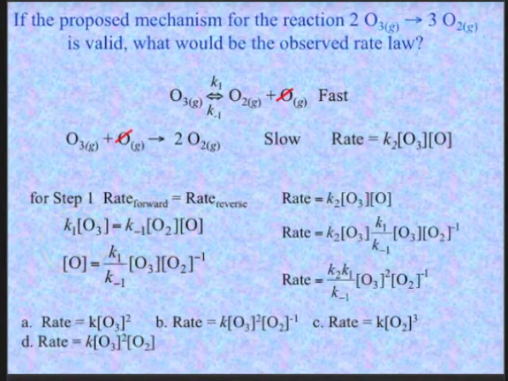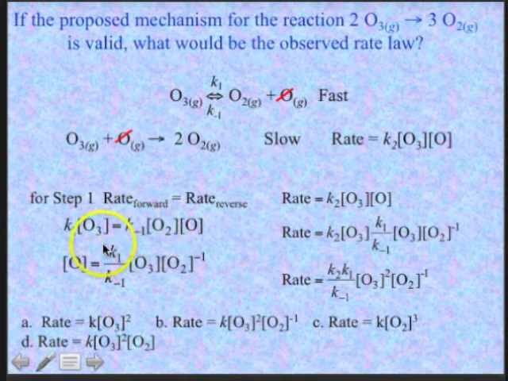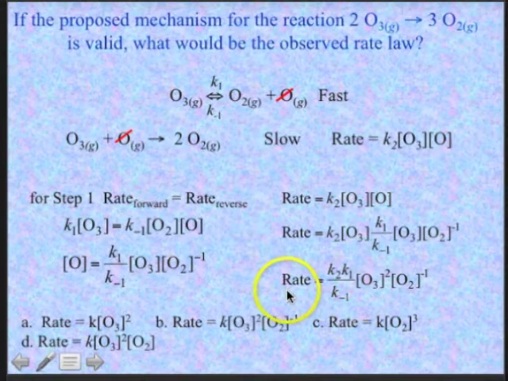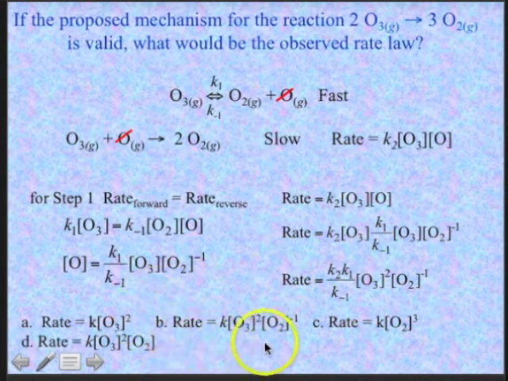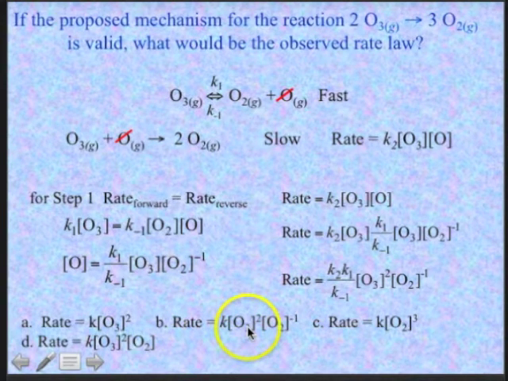And now we return to the rate law of the slow step, and for atomic oxygen we substitute what we just solved atomic oxygen to be. Plug that in and solve, and what we end up with is this rate law right here. And of course that would be answer B. Rate equals K times ozone squared times oxygen to the minus 1.